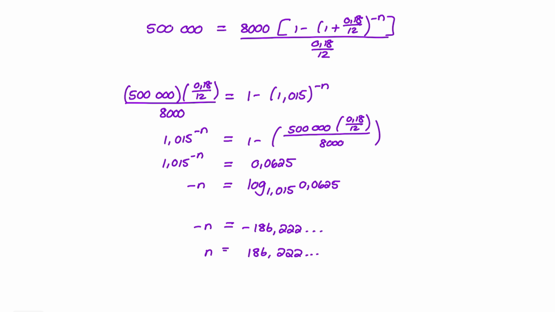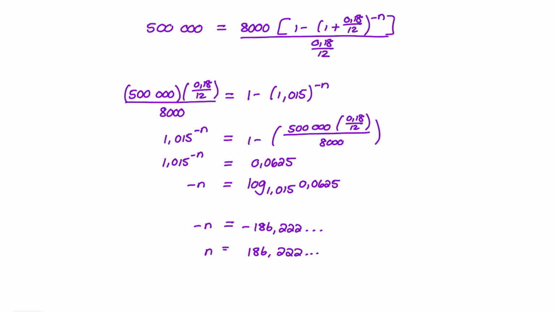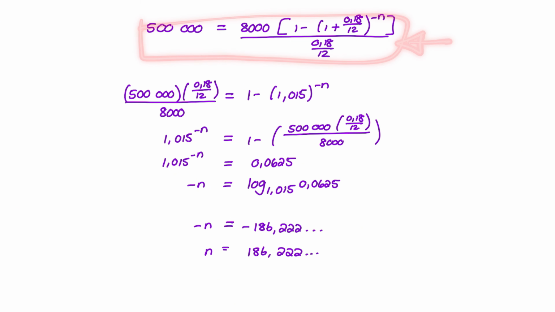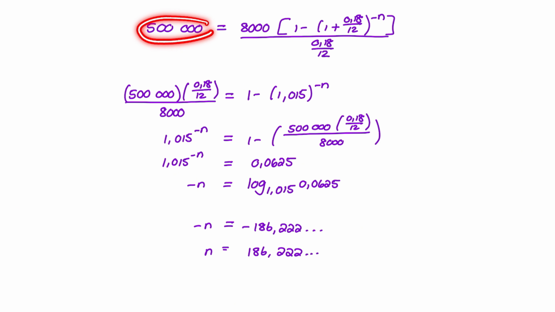So here's the first part of our question. Can you see that I'm using the present value annuity from my formula sheet? The P value is 500,000 Rand. The X value is 8,000 Rand. And I plug in the i value as I explained. A common mistake is that students forget to raise it to the power of negative n.